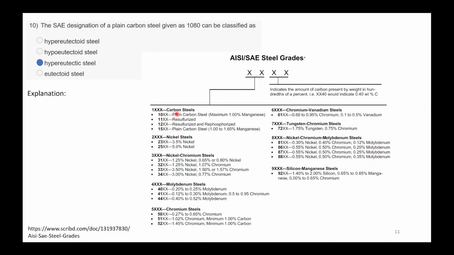So for different steels, if it is 10, then it will be plain carbon steel with 1% of manganese. And when it is 20 or something like that, then it will be nickel steels. It can be nickel chromium steels, molybdenum steels, or chromium steels. These will have a very small percentage. They are not alloy steels, they are plain carbon steels.